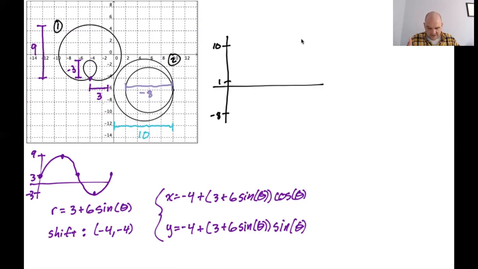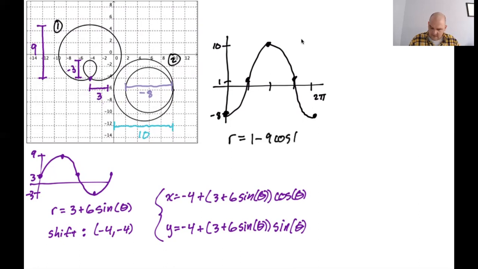Okay, when theta equals 0, I'm at -8. So I'm going to do tick marks for this. This will be at 2 pi. So I'm also there at 2 pi. And then when theta is equal to pi, I know that I'm at 10. So then I must be here in between. And so even though it's challenging, we can still work it out. So this is going to be 1 minus 9 cosine of theta. 1 minus 9 cosine theta.